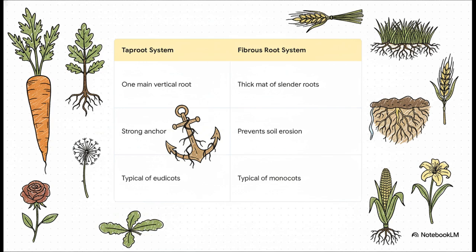In contrast, look at the right side. This is the fibrous root system. It's a thick, dense mat of many slender roots that spread out close to the surface, like what you'd see on a patch of grass. It doesn't go as deep, but it is absolutely brilliant for holding topsoil together and preventing erosion. It's like a living net.